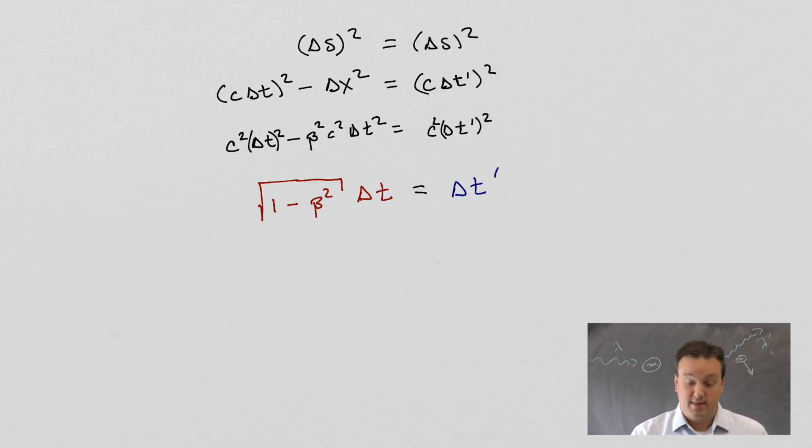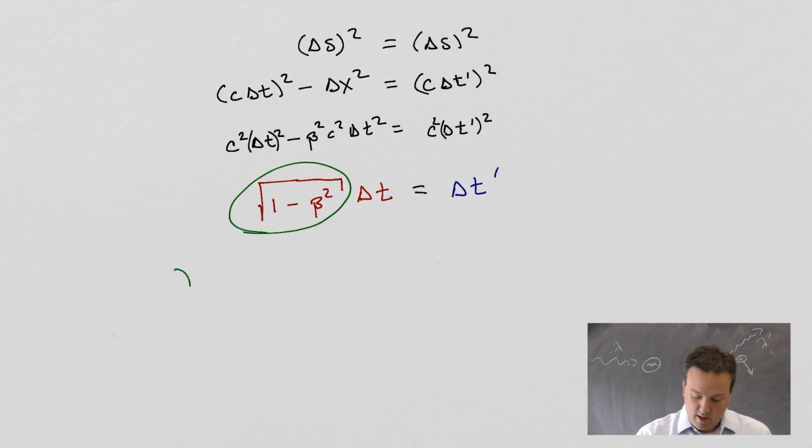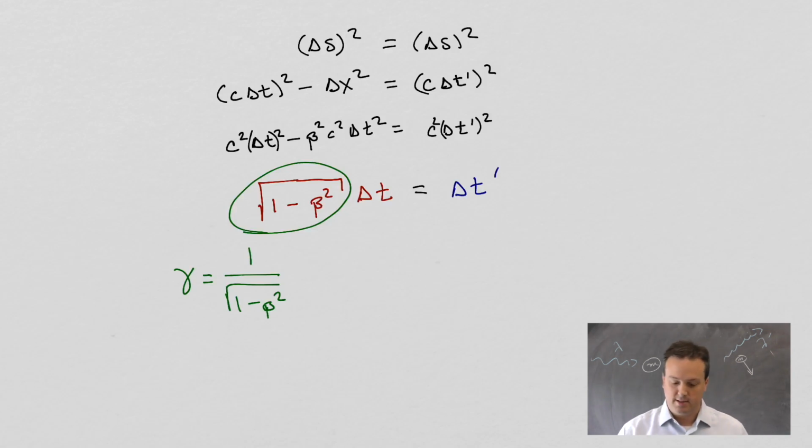First, I'm going to just make the definition. This combination, the square root of 1 minus beta squared, actually appears a lot in special relativity, and so we give it its own symbol. We call it gamma. Although gamma really is 1 over the square root of 1 minus beta squared, and you'll see why in a second.